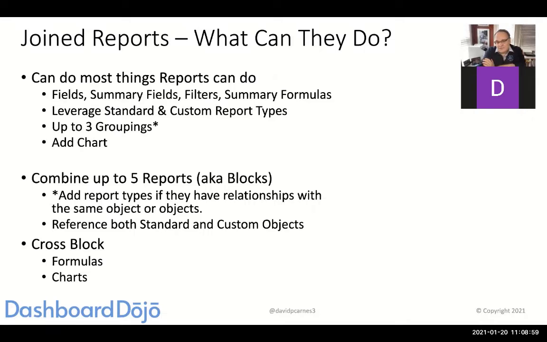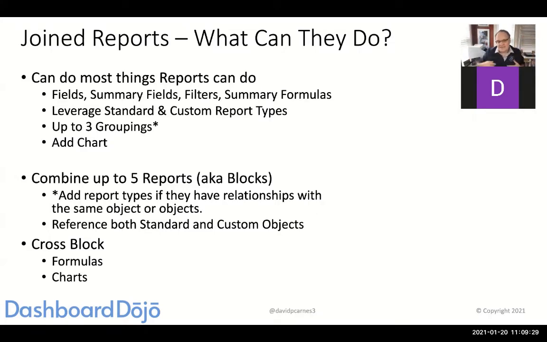So joined reports, what can they do? They can do most things that reports can do, which is kind of cool. We can add columns, summary columns, filters, and summary formulas. We can leverage both standard and custom report types, which is great. Just like standard reports, you can have up to three groupings. In order to do that, you have to have enough common elements across the blocks that you add to the joined report.